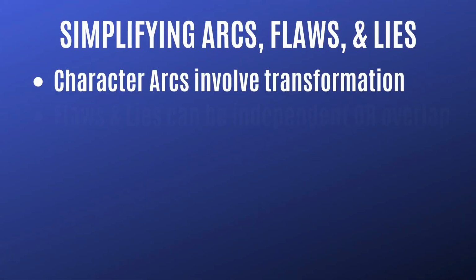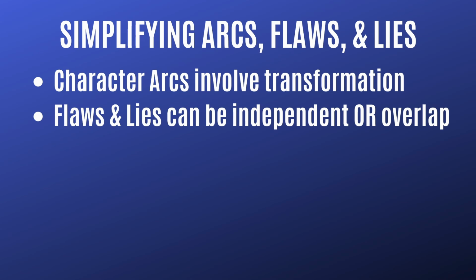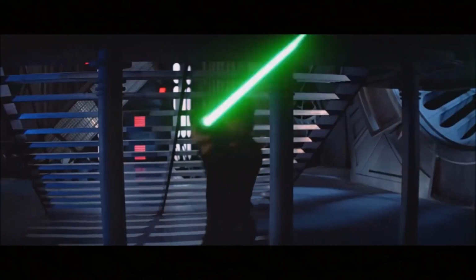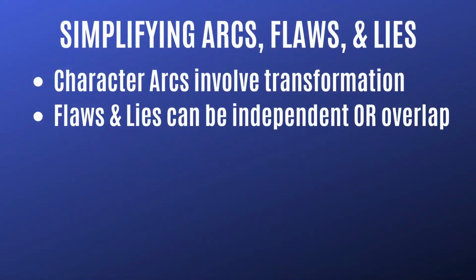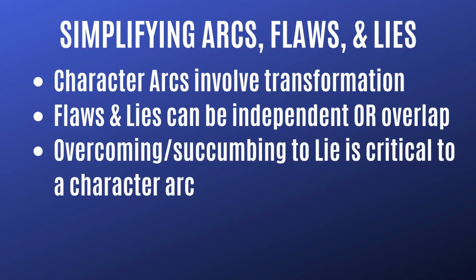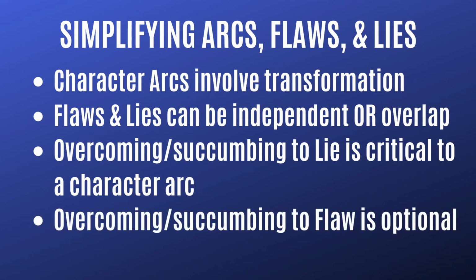Second thing to keep in mind is that flaws and lies can be two independent concepts, or they can overlap. If you want to keep them separate, think of flaws as negative behaviors, while lies are negative beliefs. Remember that flaws harm characters when they take action, while lies shape a character's worldview and their attitude toward life. Third thing to keep in mind is that overcoming or succumbing to a lie is critical to a character arc. That brings us to the fourth thing. Fourth thing is that overcoming or succumbing to a flaw is optional, especially if you're writing a series where a flaw may persist as a personal weakness that makes a character feel human. If you're writing a standalone story, however, the character's arc will have more impact if they overcome both the flaw and the lie. And finally, we'll end on this.